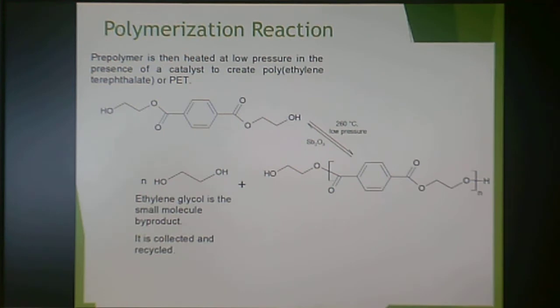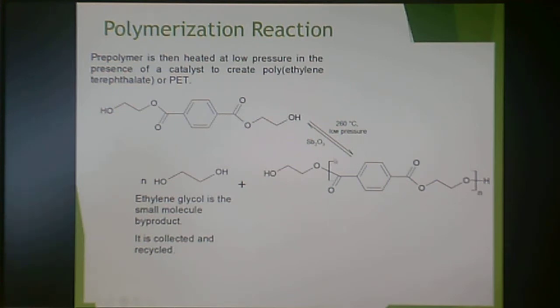The prepolymer is then heated at low pressure in the presence of a catalyst to create your polyethylene terephthalate. So this is reacted at 260 degrees Celsius under low pressure in the presence of a catalyst. Again, this is an equilibrium reaction, so you have to push this reaction to completion. What you end up getting is this PET repeat unit.